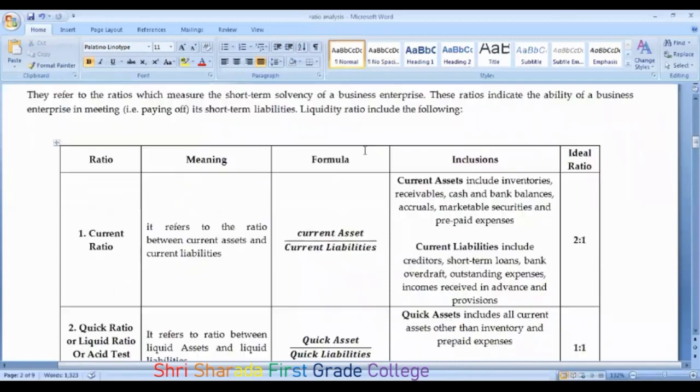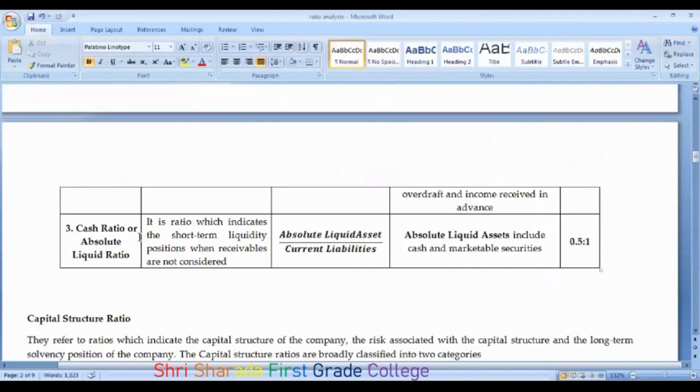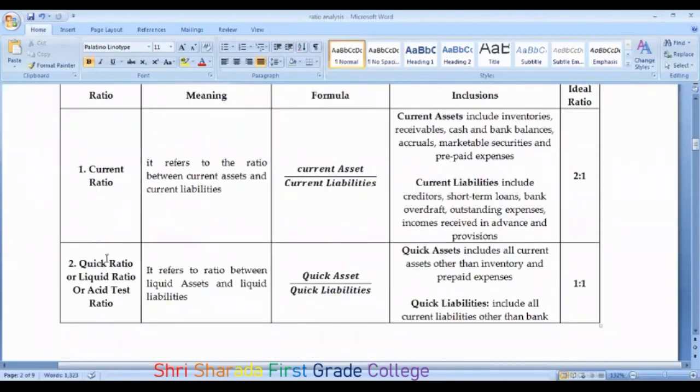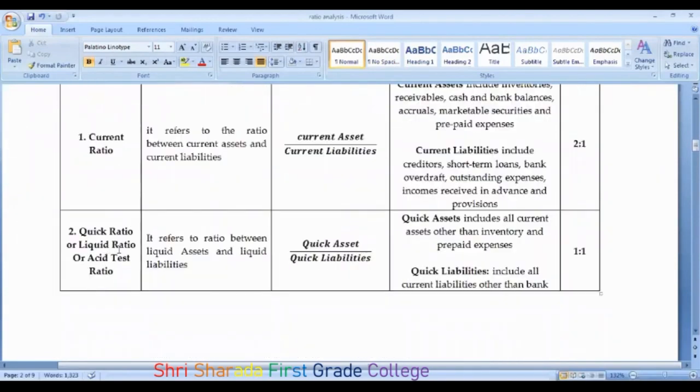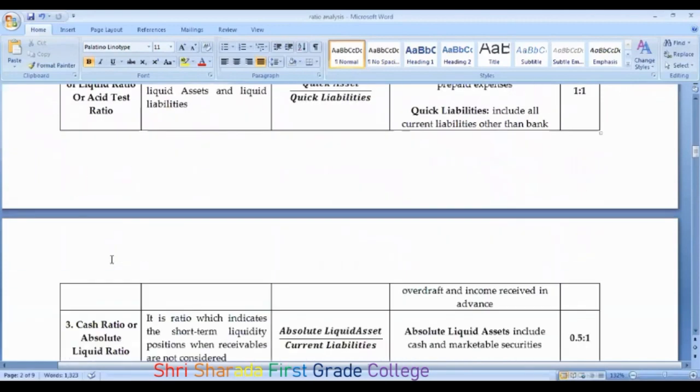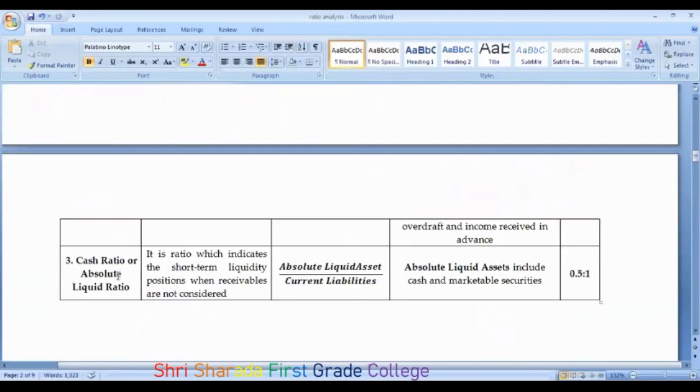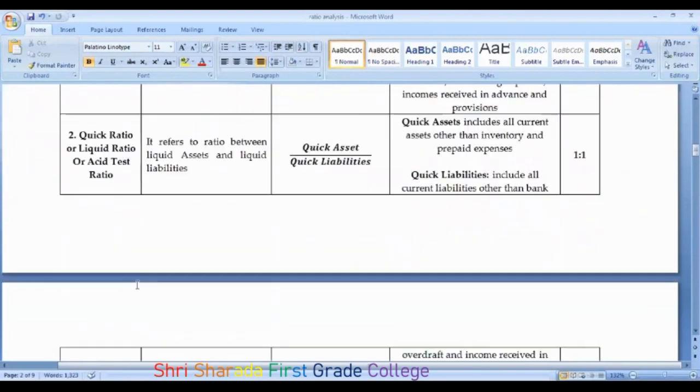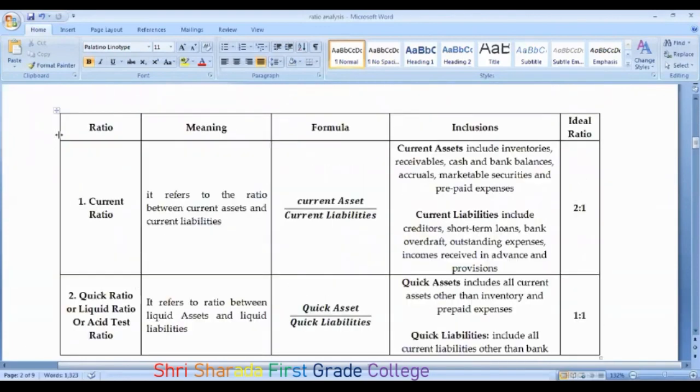And the liquidity ratio includes the following. The formula to calculate the liquidity ratio has three kinds. One is the current ratio, the other one is the quick ratio or liquid ratio, which is also called the acid test ratio. The other one is the cash ratio or absolute liquid ratio. Clear? I'll analyze this first, then I'll tell you what exactly the current ratio and other ratios are.